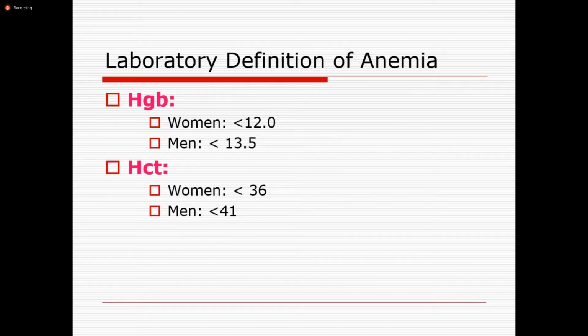Lab definition of anemia: hemoglobin concentration less than 12 gram% in females and less than 13.5 in males. Hematocrit less than 36 in females and less than 41 in males. The relative decrease in hemoglobin values. The difference between male and female is self-explanatory, related to blood loss in the menstrual cycle.